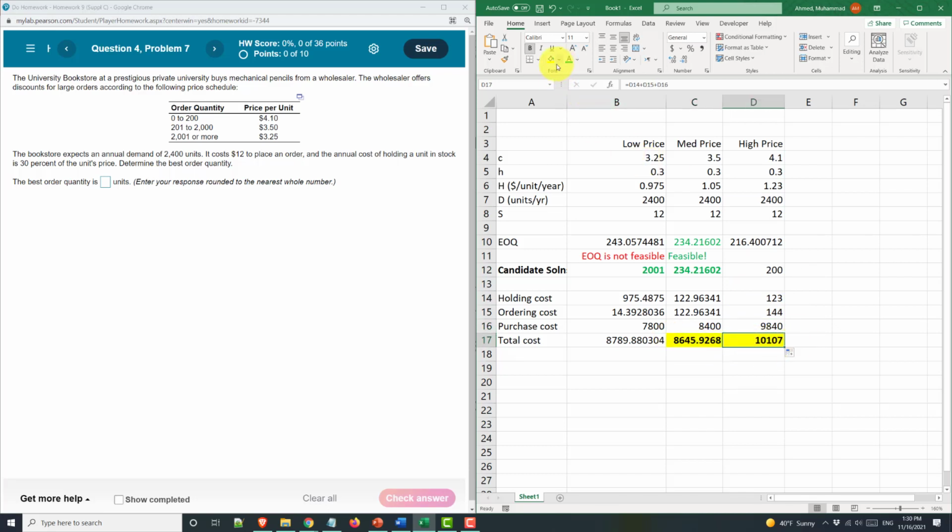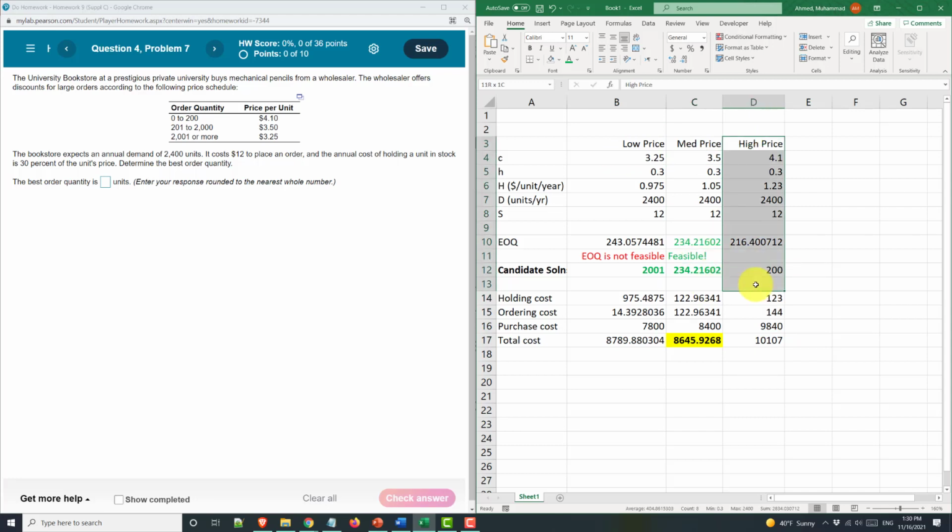I want to take away the formatting. Okay. So if you calculate the total cost here, you'll see that for the high price, your total cost is higher than your optimal solution. You didn't have to do all this work because we knew if you go from low price towards the higher price, stepwise, when you get a feasible solution, you stop.